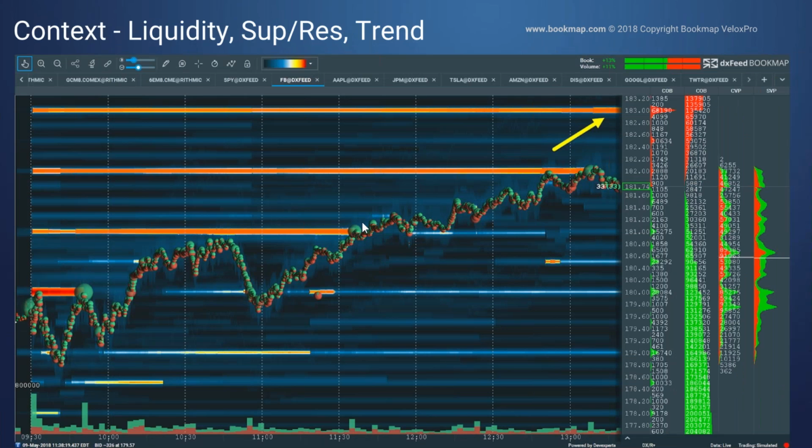Okay, so now really starting to understand context of liquidity. For example, here we can see supply and support and resistance as liquidity in a trend to the upside. Okay, so look at them layered in here. This is Facebook at 180. Okay, high liquidity here at the open, at 181, at 182, and 183. Very high liquidity up here at 183, 68,000 shares.